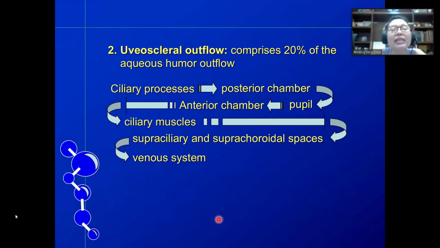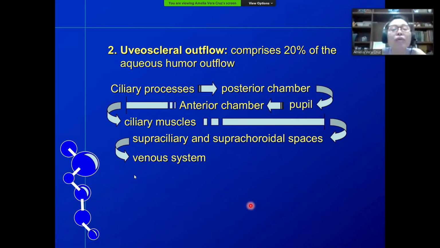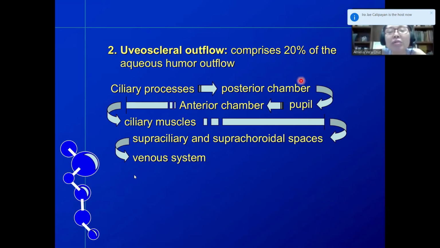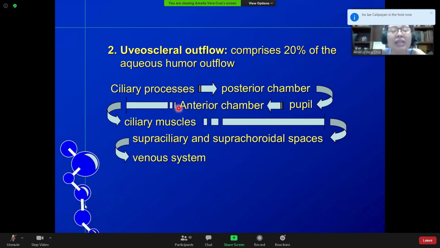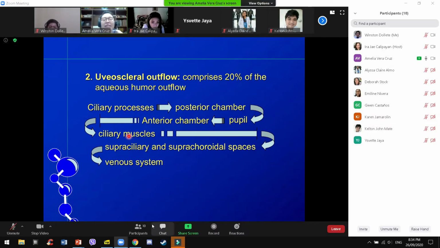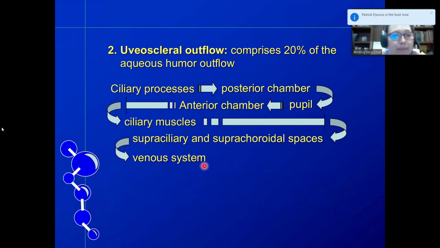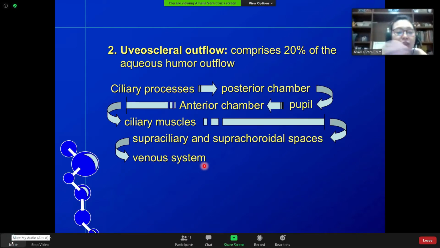So, let's go to the other drainage system. Okay. The 20% of your aqueous flows through your uveoscleral outflow. This one, it will go again to your posterior chamber, to your pupil, anterior chamber, but here, it will now be absorbed by your ciliary muscles. Then from your ciliary muscles, it will go to your supraciliary and suprachoroidal spaces, then to the venous system. Then it will mingle with your blood. Only 20%.